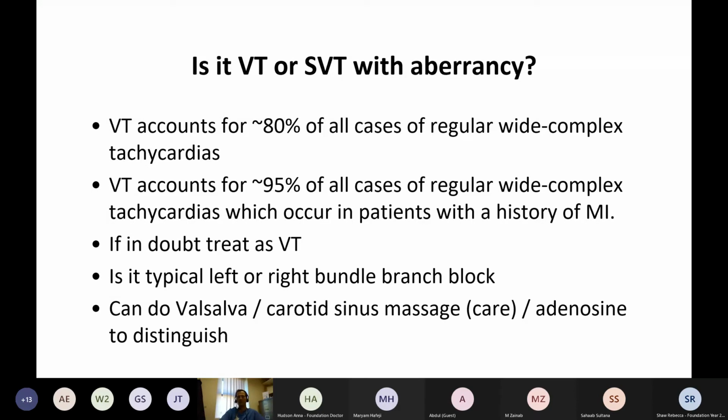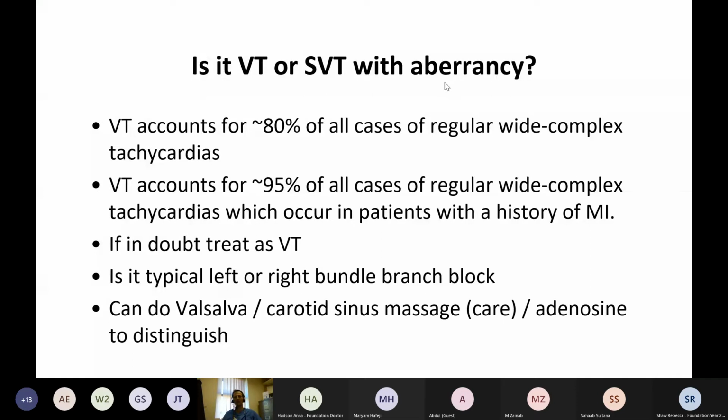So key points with the broad complex tachycardias is that there are two possibilities. One is that it could be a ventricular tachycardia, so the rhythm could be originating in the ventricle, and you've got broad QRSs because it's coming from the ventricle. The alternative is that it's starting in the top of the heart, and you've got aberrancy.